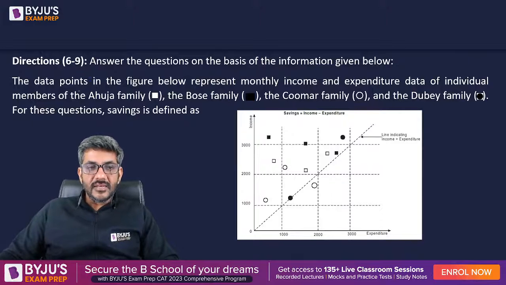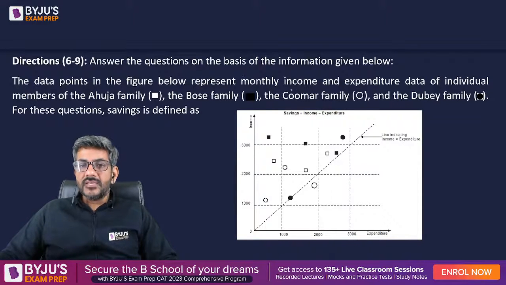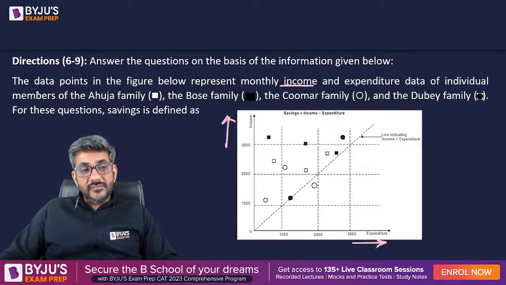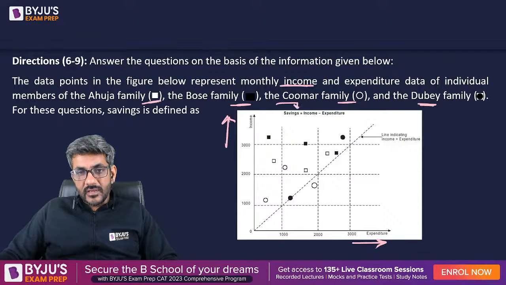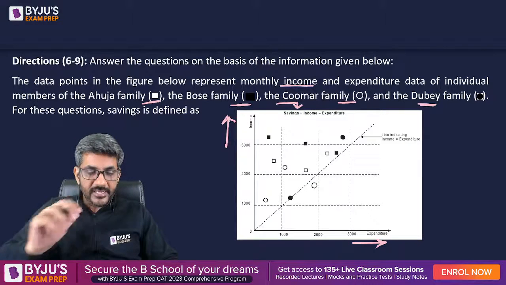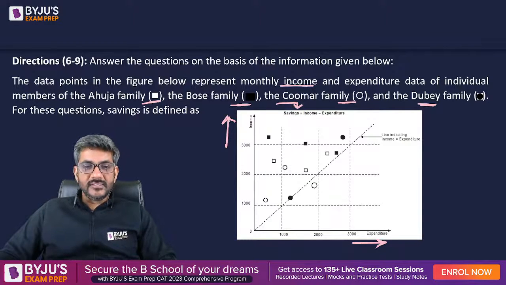What does it say? The data points in the figure below represent the monthly income and expenditure. Income is given on the y-axis, expenditure is given on the x-axis, of the individual members of the Ahuja family, Bose family, Kumar family, and Dubey family. For these questions, saving is defined as, it is written here, income minus expenditure. Saving is defined as income minus expenditure.